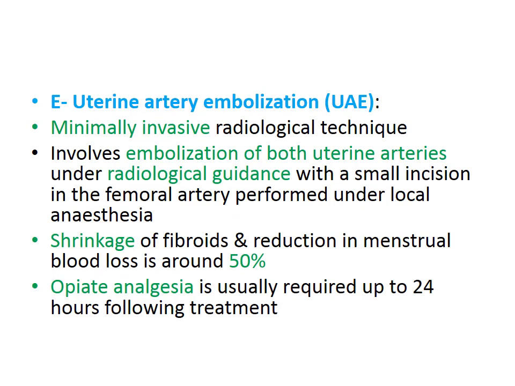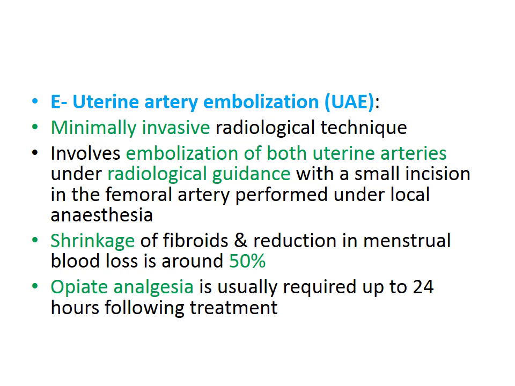The fifth option for treating a fibroid is uterine artery embolization. This is a minimally invasive radiological technique, the idea behind which is embolization of the feeding vessels to the fibroid, and therefore reducing its size by causing its shrinkage. This is done via a small incision in the femoral artery, and is performed under radiological guidance using local anesthesia. Shrinkage of fibroids and reduction in menstrual blood loss will happen in around 50%.